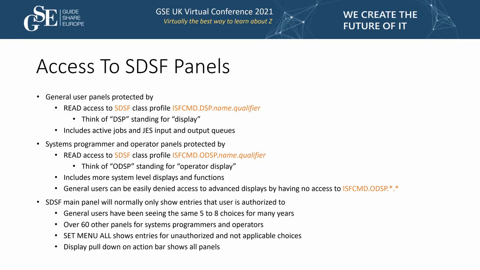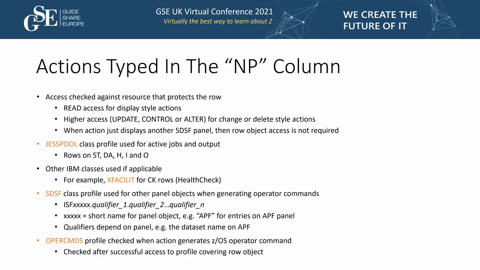And you can actually see, if you do a SET MENU ALL in the product, you can show all possible choices. So the unauthorized and not applicable choices will show on your main menu. You can see all the panels as well from the display pull down action bar in ISPF. Okay, so once you're on a panel, each panel has its own profile to say if you can display it or not.